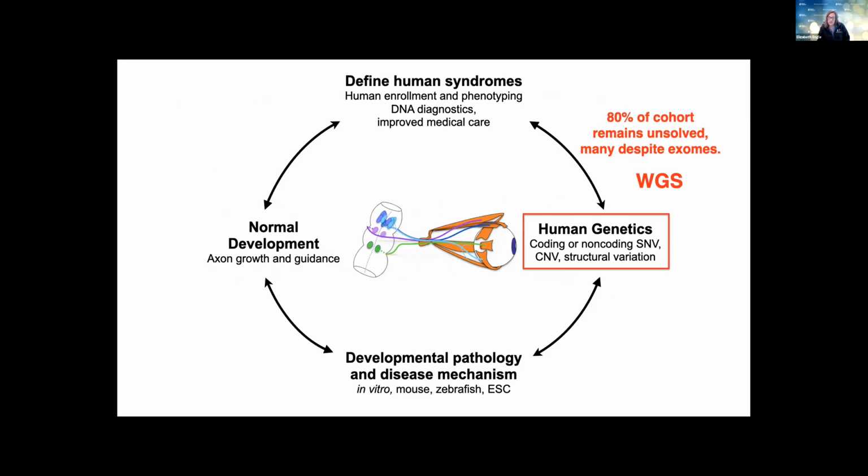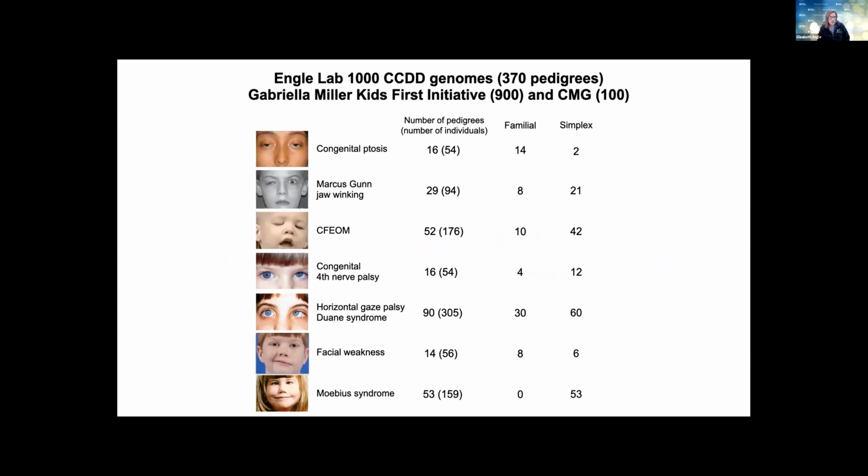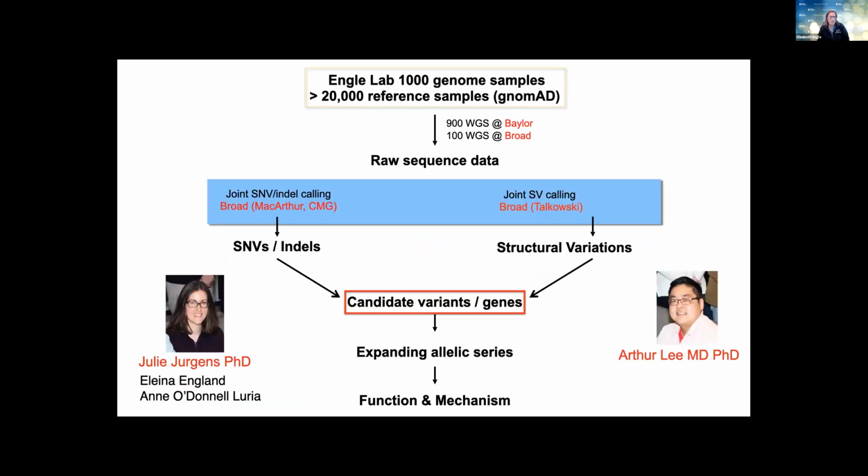But despite these successes, a very large percentage of our cohort remains unsolved genetically. And so we're really fortunate that through the Gabriella Miller Kids First Initiative, as well as the Broad Center for Mendelian Genomics, we have whole genome sequencing on about 1,000 individuals with a variety of unsolved CCDDs. We partnered with the Broad to harmonize these with reference samples in the gnomAD database and for alignment and variant calling, and my lab is now interpreting those variants.